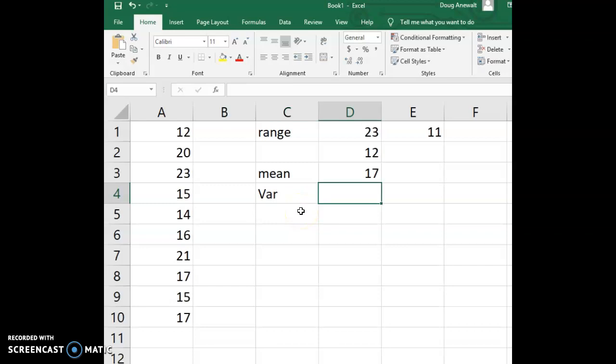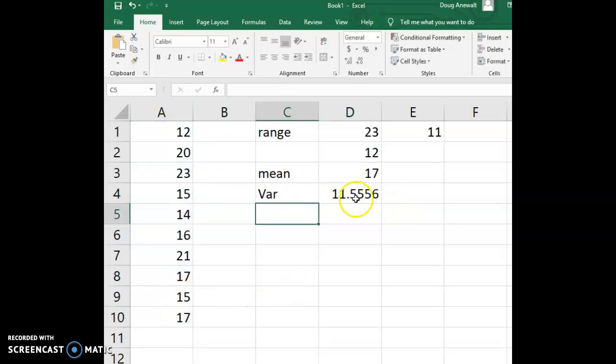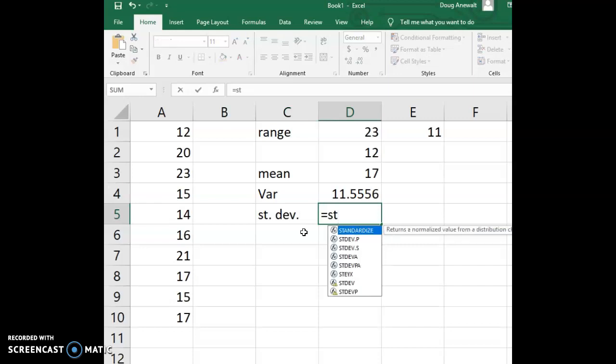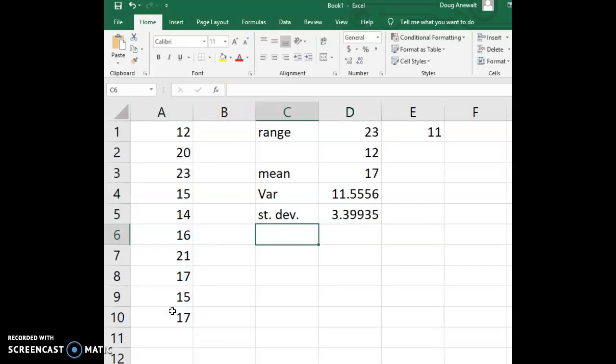The variance of our data equals variance. And here we have a sample. It's a random sample of shoppers. So we want VAR.S for sample. Open parentheses, select the data, close parentheses. You get your variance. And then our standard deviation equals STDEV.S, because we have a sample. Open parentheses, select the data, close parentheses, and you have your standard deviation.